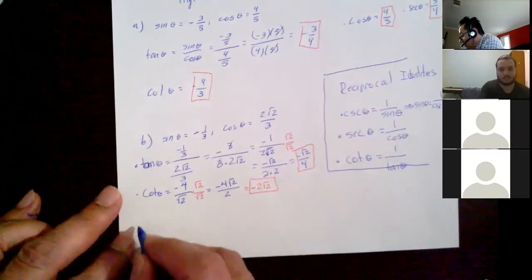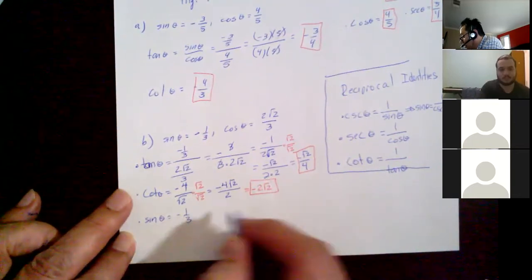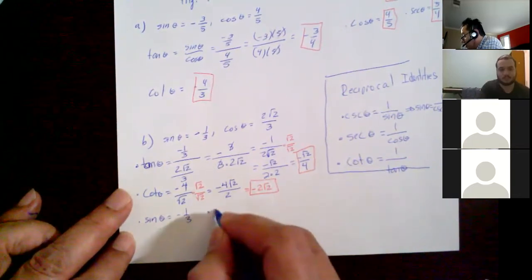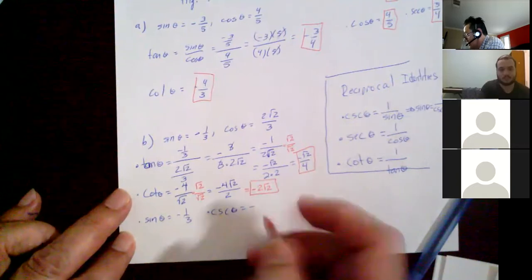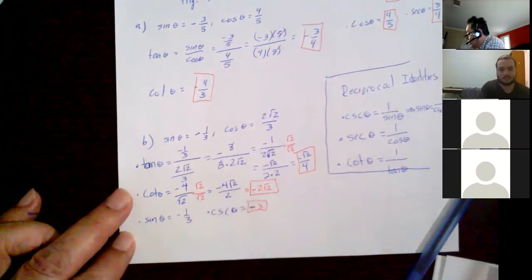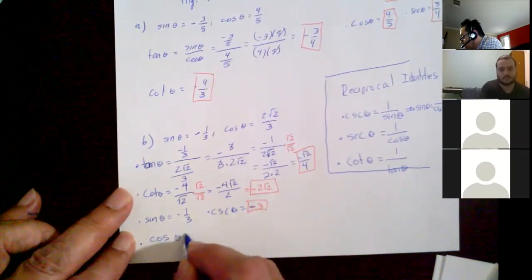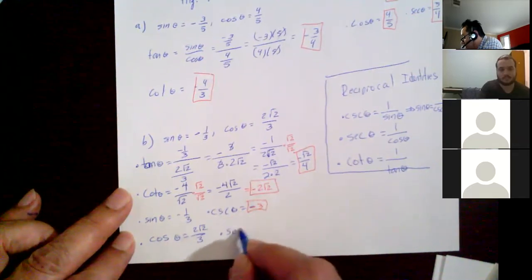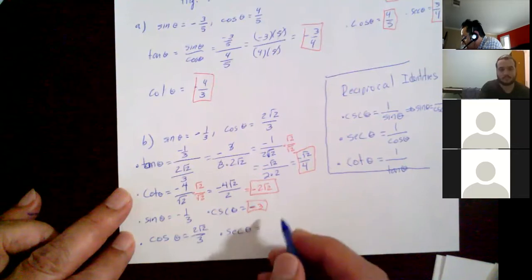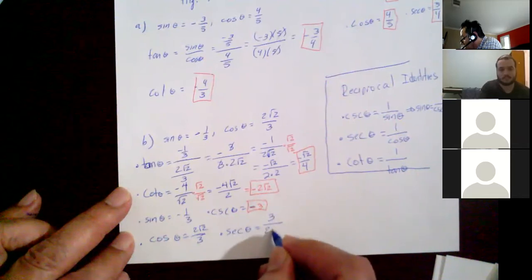Since the sine of theta is equal to -1/3, I'm going to find the reciprocal of the sine, which is cosecant theta, and that becomes what? -3. Cosecant theta is -3. And cosine of theta is 2 square root of 2 divided by 3. The secant, which is the reciprocal of the cosine, is going to be 3 divided by 2 square root of 2.